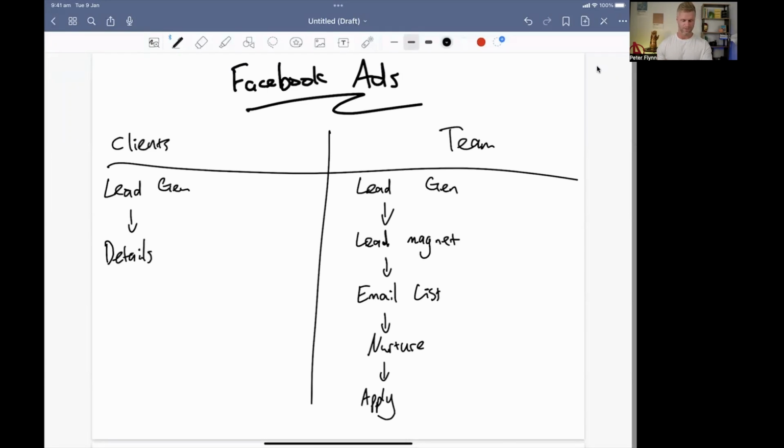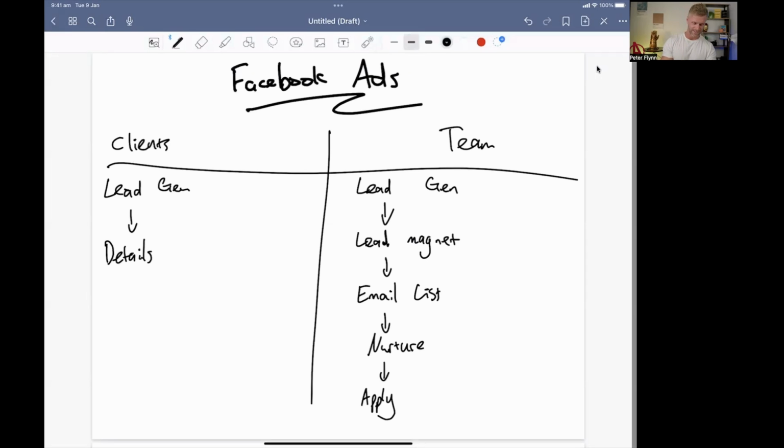Now, if we jump across to the client side of things, so we go lead gen to details. So what we want to do in this lead gen ad is we want to explain to someone what the problem is that they're facing. We want to be able to articulate their problem better than they can. If we can articulate their problem better than they can, then guess what? They're going to attribute us with knowing the solution and being able to help them. Now, one problem we make here, and I'll get stuck into this in a minute, is trying to just come out with solutions, because often people don't understand that the solution that we offer is the right solution for them.